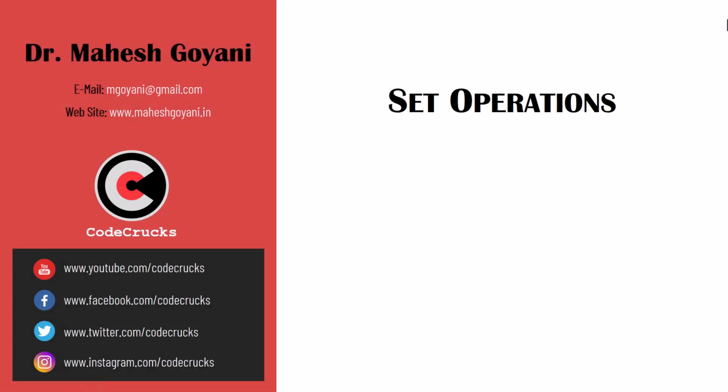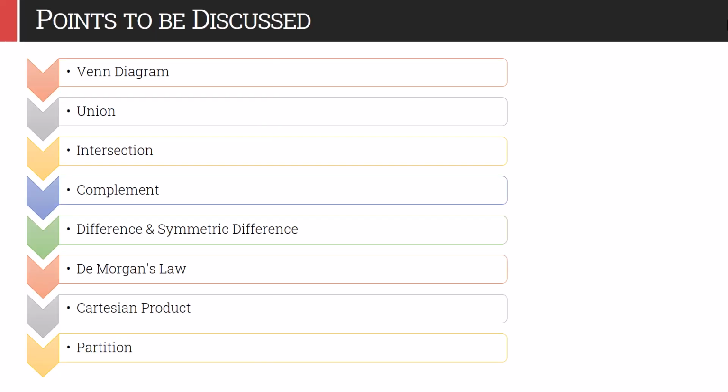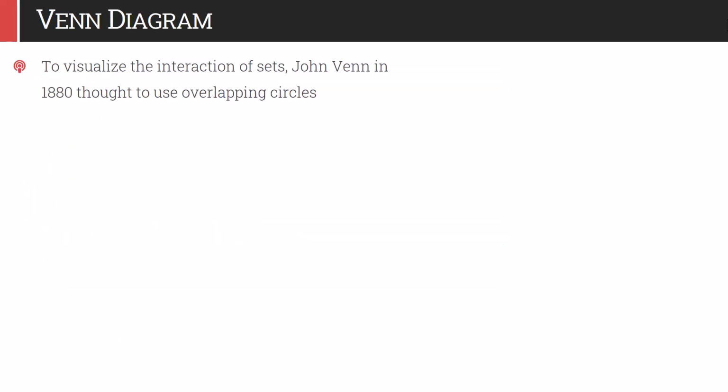In a previous video, we have talked about introduction to the set. In this video, we will talk about various operations that we can perform on the set. Some of the operations are union, intersection, complement, difference, De Morgan's law, Cartesian product, partitions, etc. We are going to talk about them.